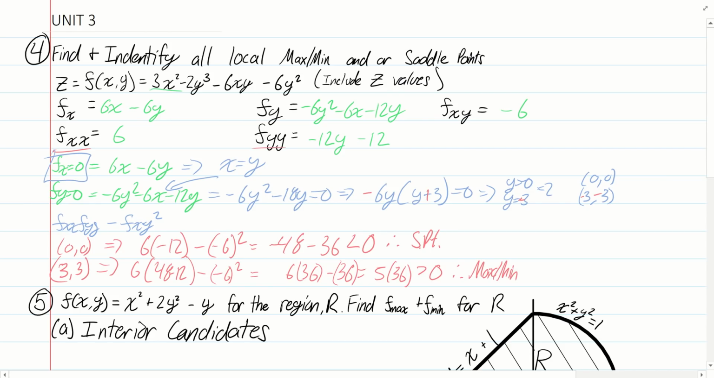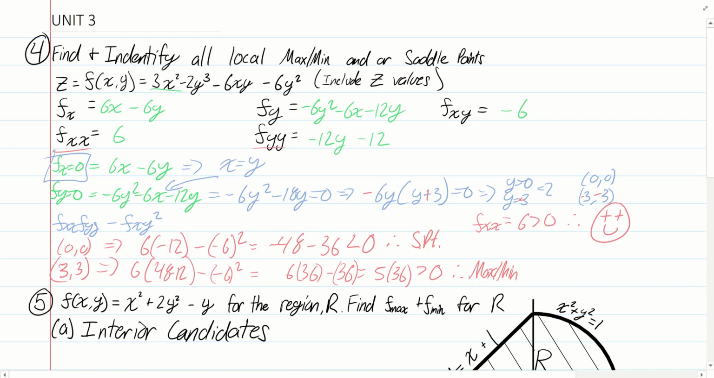And then once you know it's a max or min, check f double x. That equals 6, which is greater than 0, therefore smiley face. So it's a local min because it's concave up.